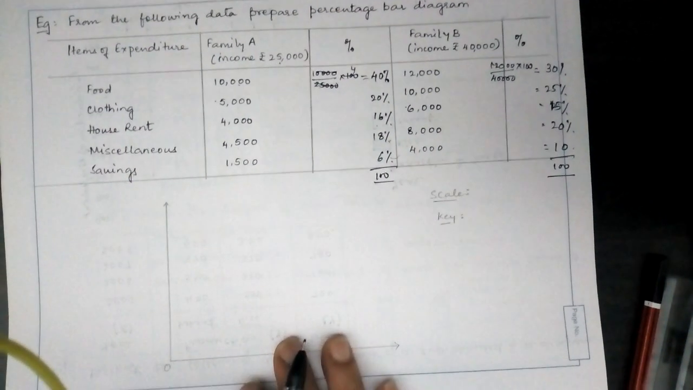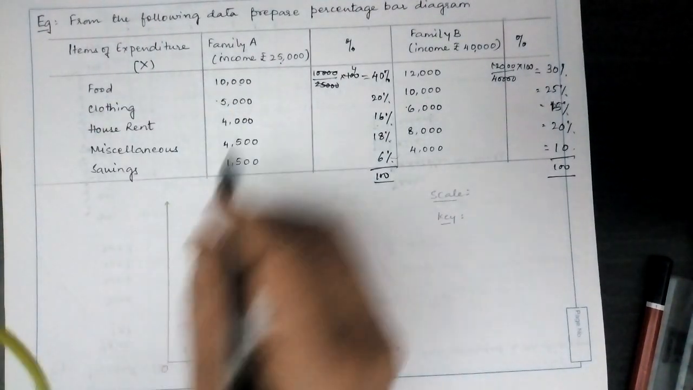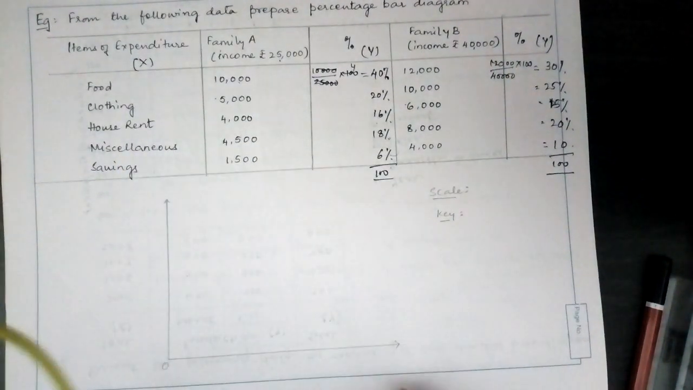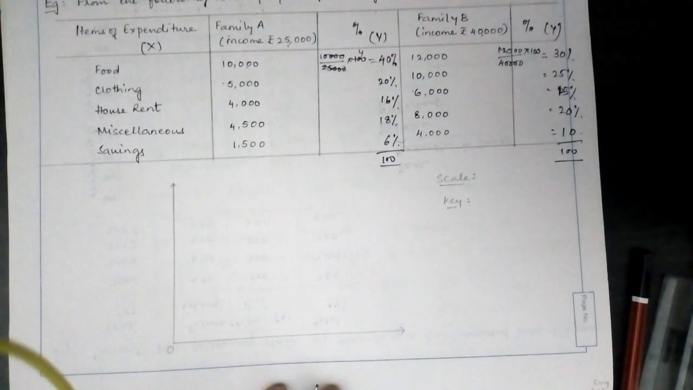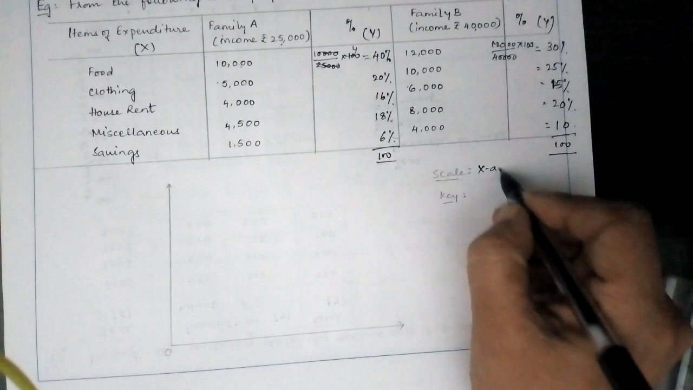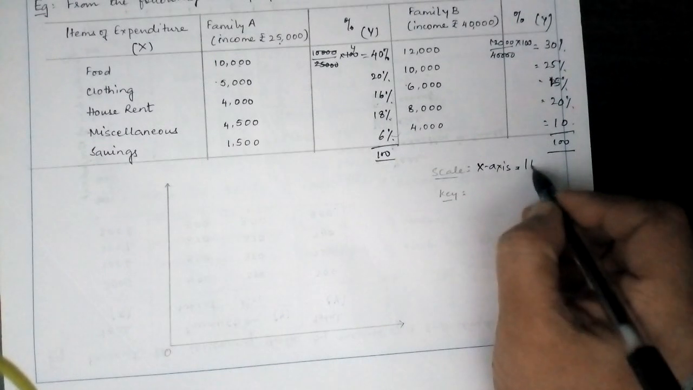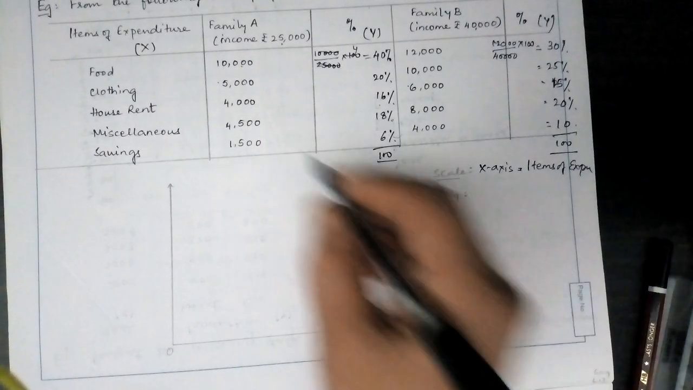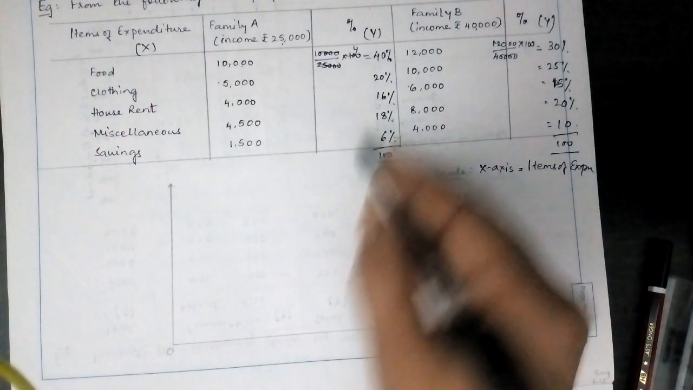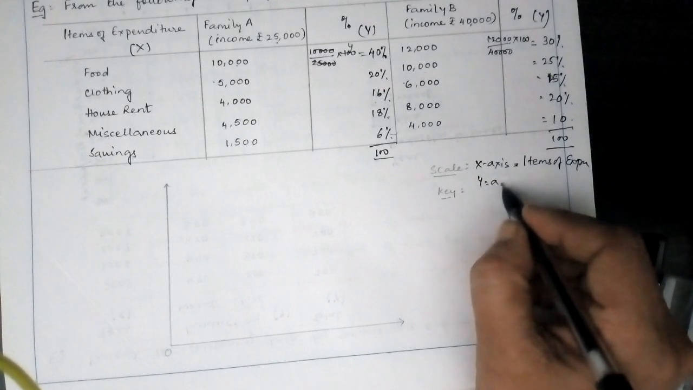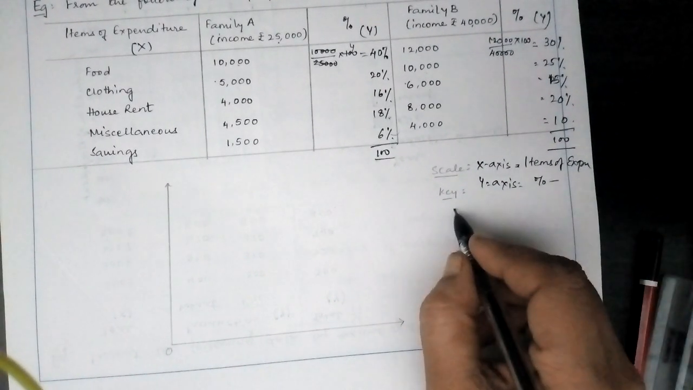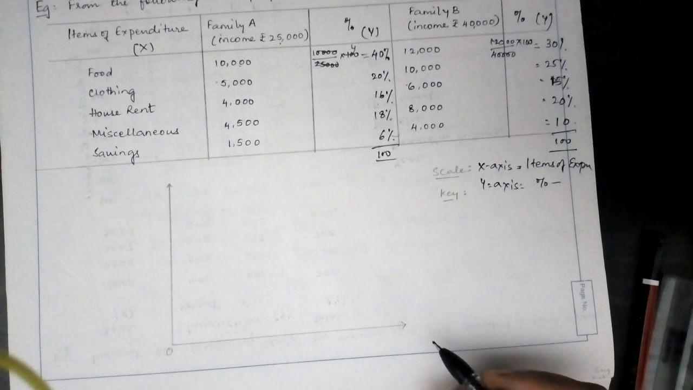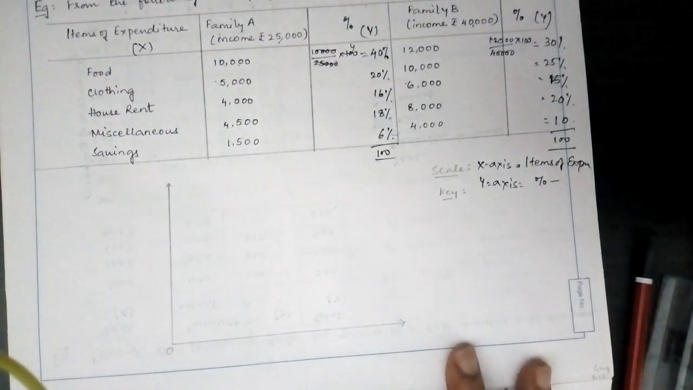Now we are going to represent the items on the x-axis and expenditure in percentages on the y-axis. We know the first variable that is given to us will be plotted on the x-axis. So let's now try to plot this scale. On the x-axis we will be taking items of expenditure, and on the y-axis we will take percentages. Now the key will be, we will see what design we will use for food, clothing, house rent, miscellaneous and savings, and then we will write it down in the key.